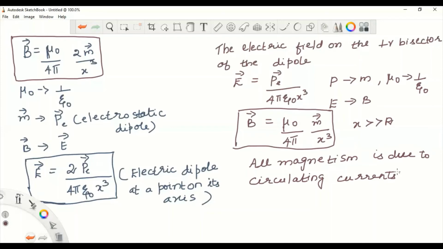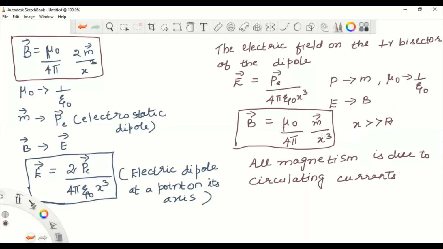So in the next class, we will discuss the magnetic dipole moment of a revolving electron. Actually, the elementary particles such as an electron or a proton also carry an intrinsic magnetic moment, but they are not accounted for by the circulating currents. So we are going to discuss the magnetic dipole moment of a revolving electron.